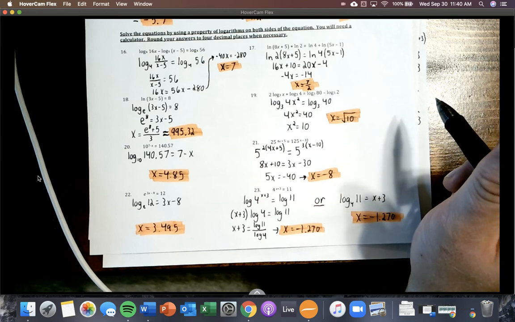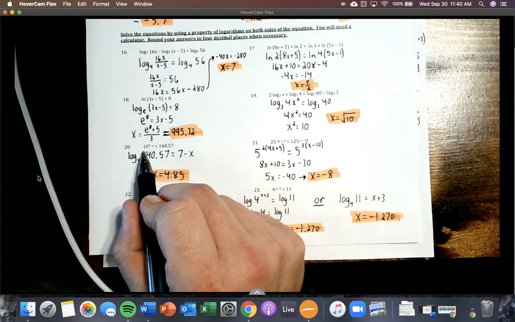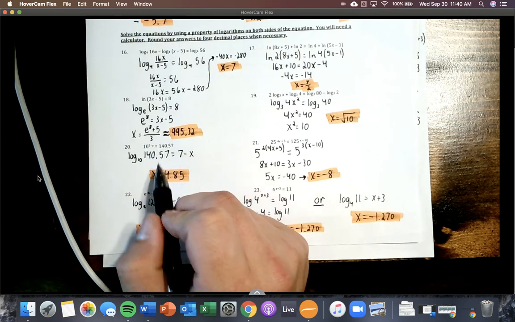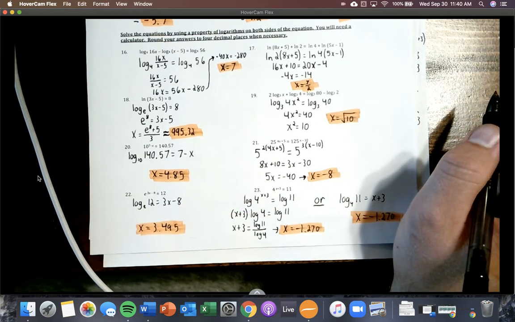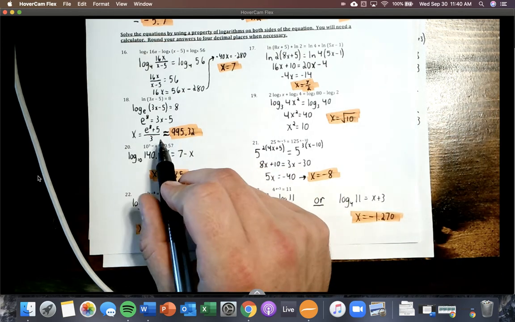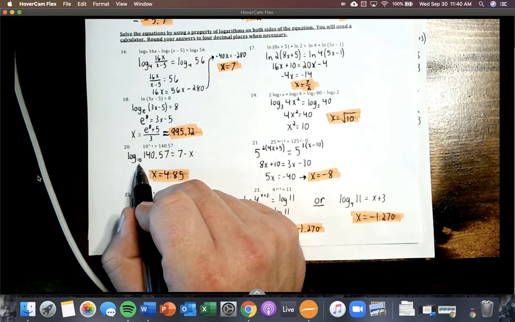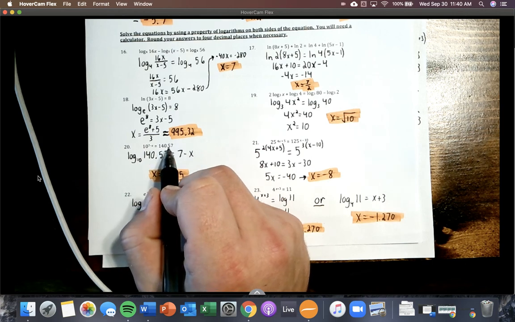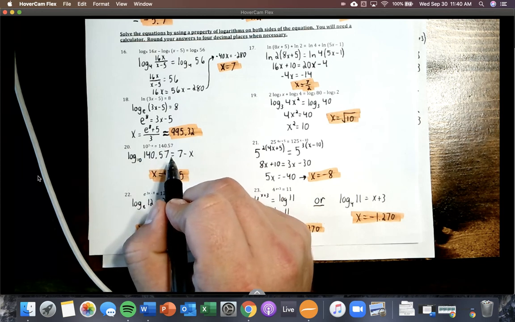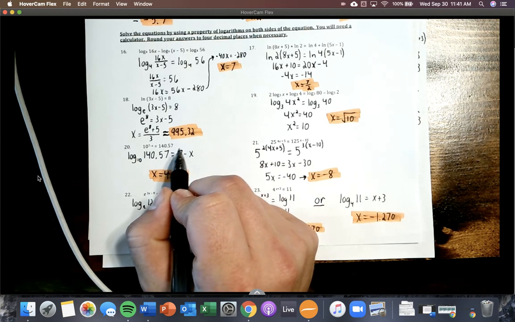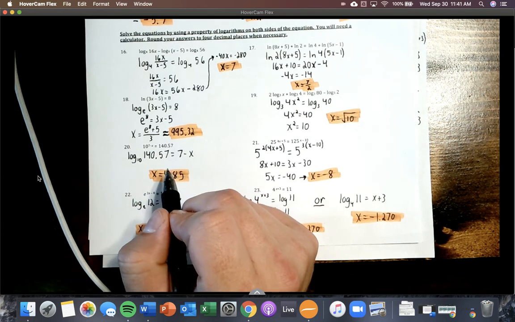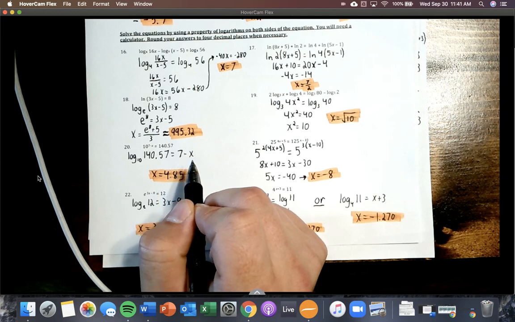Number 20, we have an exponential where our variable is in the exponent. And whenever we have a variable inside the exponent, we know we're going to have to change it to a logarithm to solve for it. So we take the base of 10 and we make that the base of our log. Whatever the exponential is equal to, we put inside of the log, and then the exponent is always by itself. So we have this log base 10 of 140.57 is equal to 7 minus x.